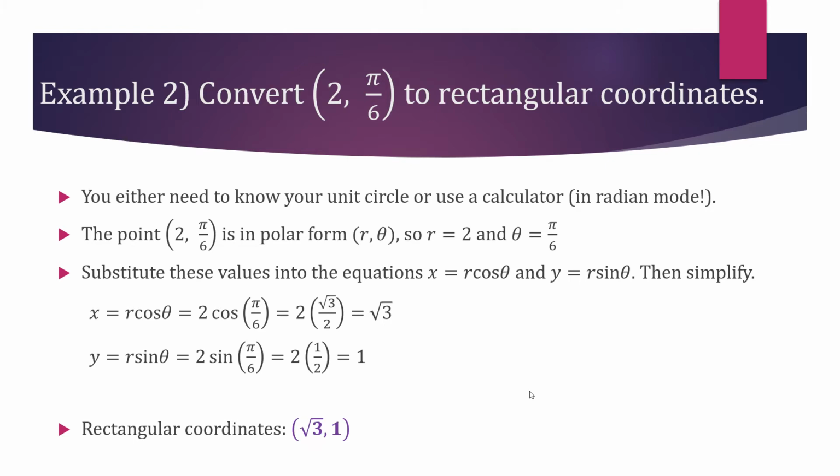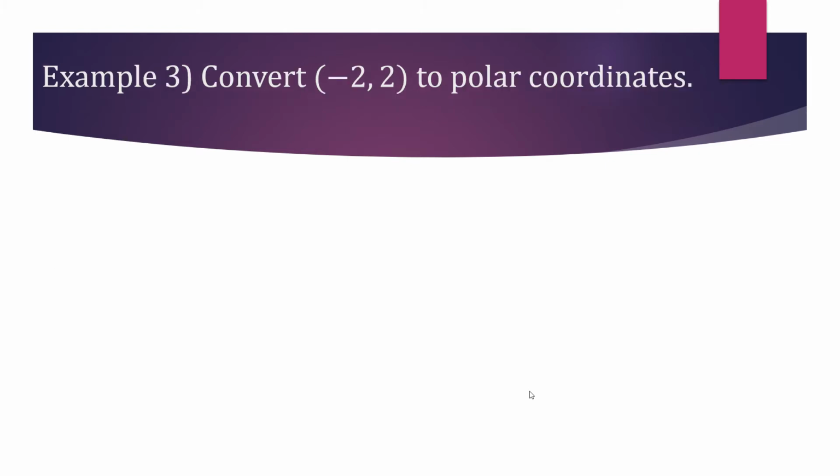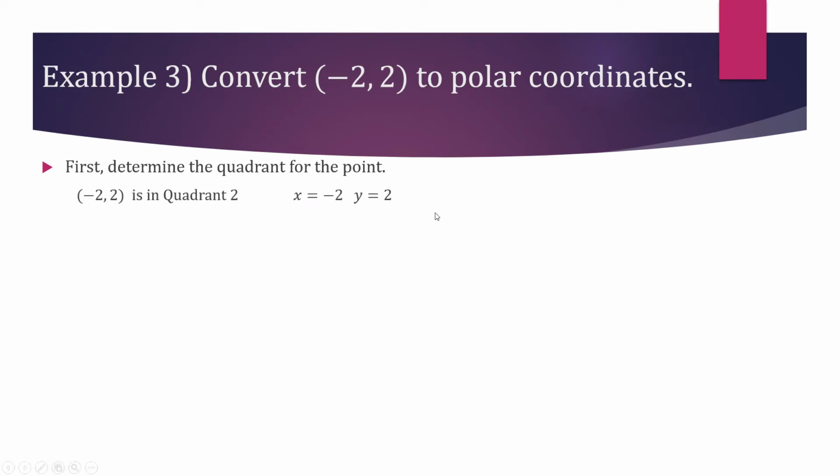Let's take a look. So this time we're going to convert (-2, 2) into polar coordinates. You need to figure out what quadrant your point is in, especially if you are using a calculator instead of using your unit circle. Okay, so if you think of the point (-2, 2), if we go -2 in the x direction and then up 2 in the y direction, that would put us in quadrant 2. We know our x coordinate is -2, our y coordinate is +2.